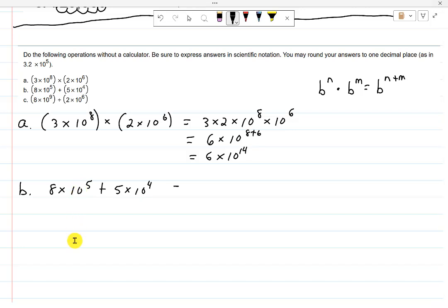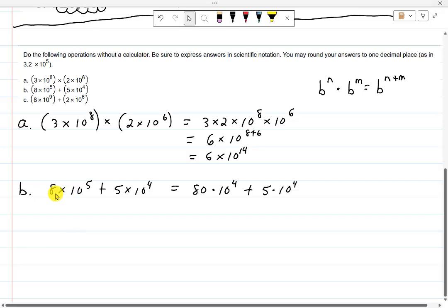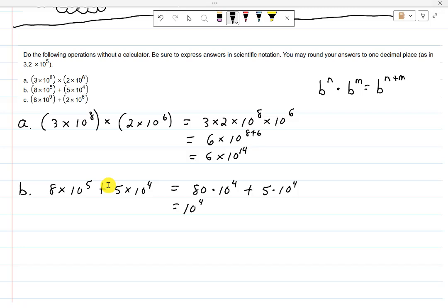But I'm going to do something a little trickier. I'm going to move the decimal over one place. So I'm going to multiply 8 by 10 to give me 80. But notice I took a 10 off of here to balance that out. So I multiplied by 10 to give 80 here, but I divided by 10 in the back. The reason I did that is the following. I'm going to distribute 10 to the 4th out. And now when I do 80 plus 5, that's 85. So I have 85 times 10 to the 4th.